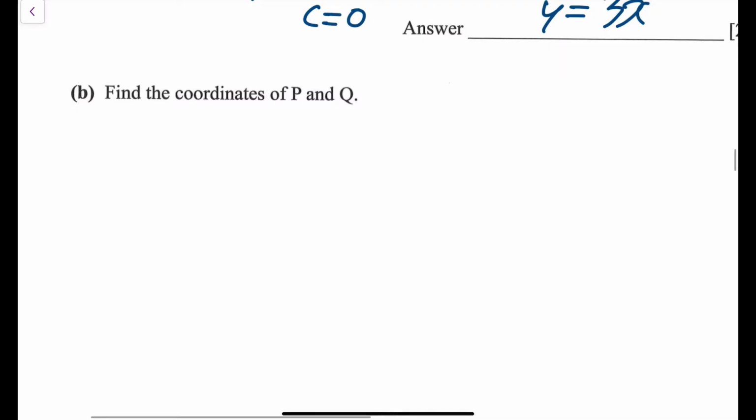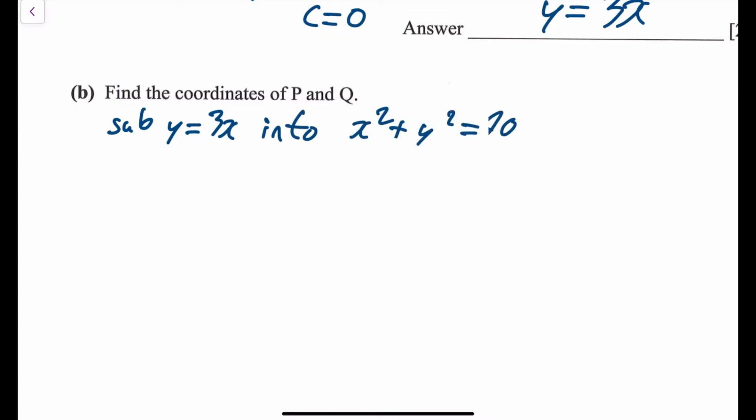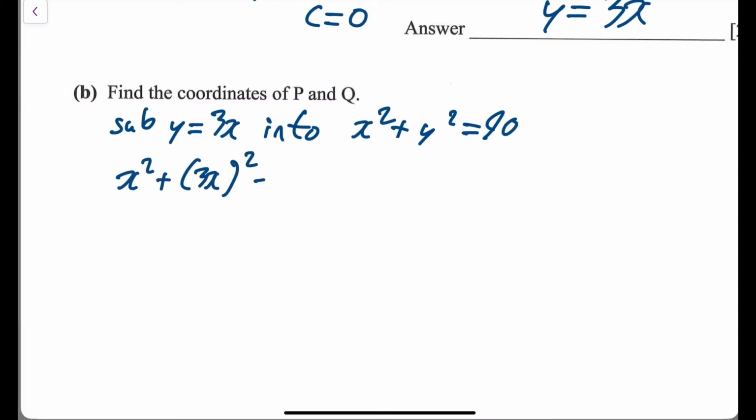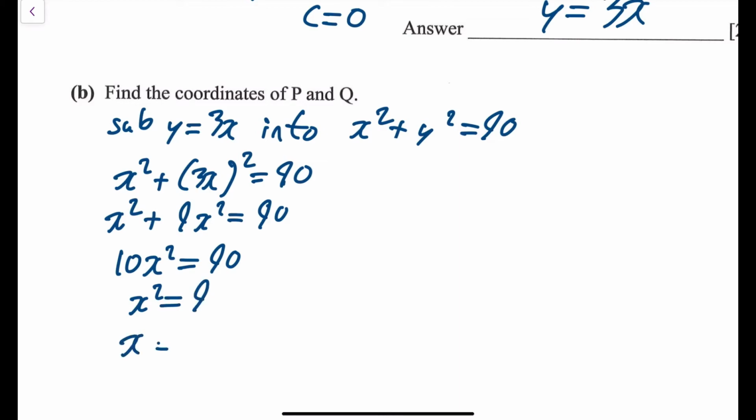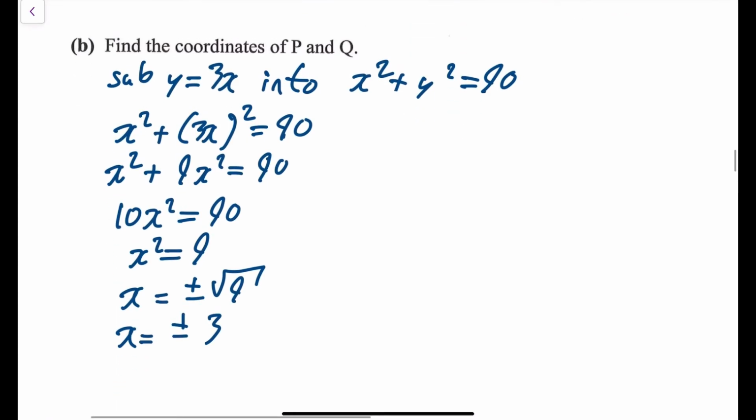So what we want to do is substitute y equals 3x into our equation of the circle, which is x squared plus y squared equals 90. Instead of writing y, you're going to write 3x. Notice it's 3x all squared, so it's x squared plus 9x squared equals 90, which means 10x squared equals 90, which means x squared equals 9. And this has already come up in this paper. X then would be plus or minus the square root of 9, which means x is equal to plus or minus 3.